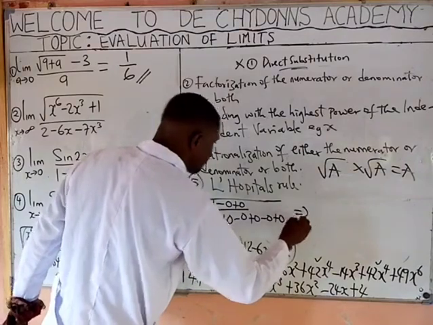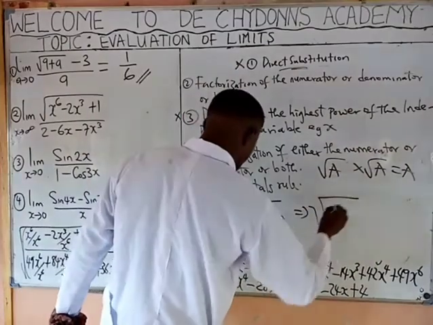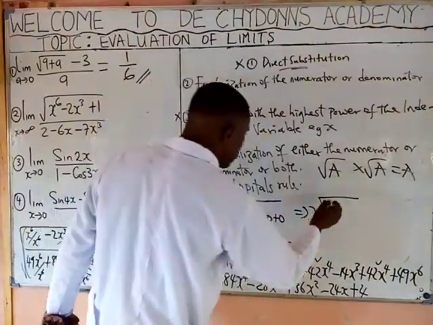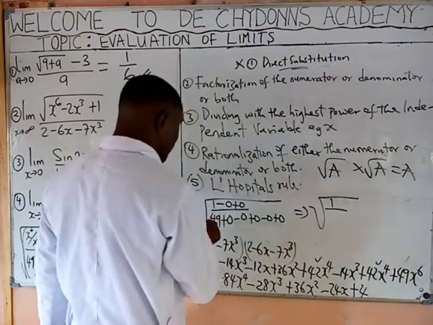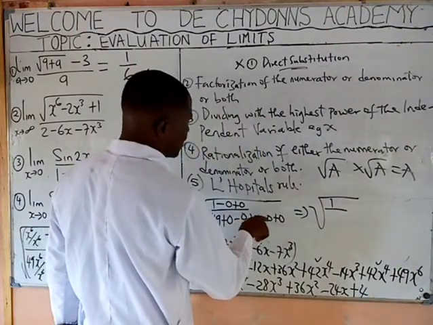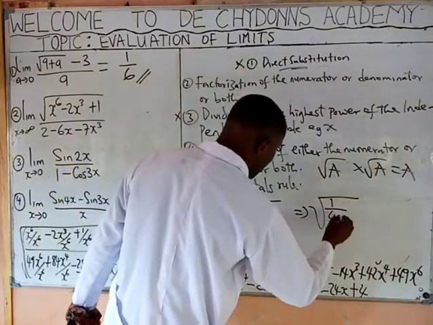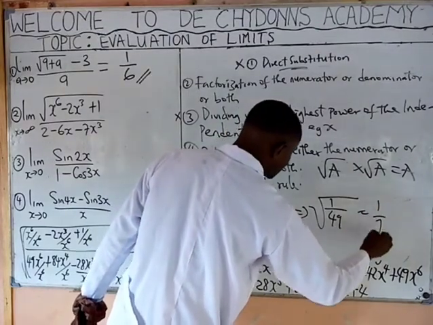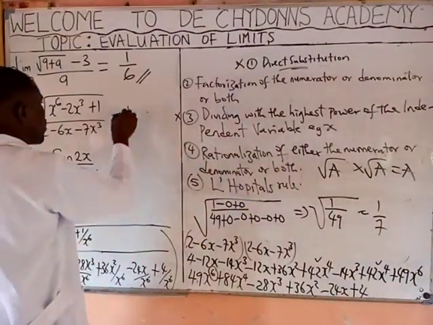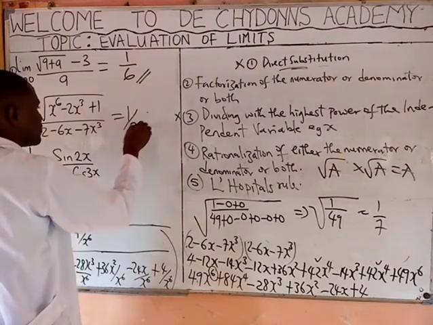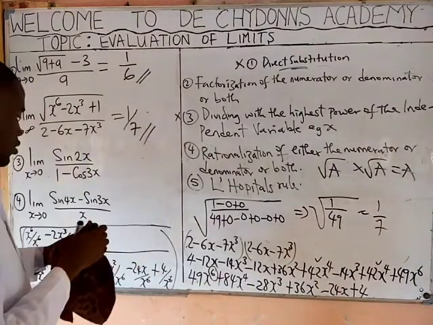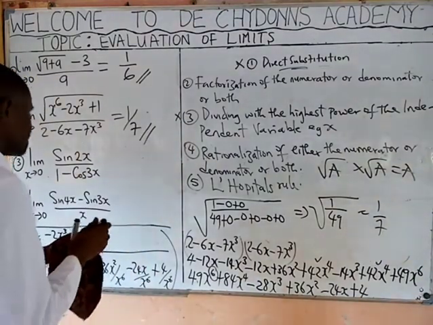So that will be giving us square root of 1 minus 0 plus 0, all over 49 plus 0 minus 0 plus 0 minus 0 plus 0, which will be giving you 49. That is 1 over 7. So you say this one is 1 over 7. That is the answer. You follow it sequentially.